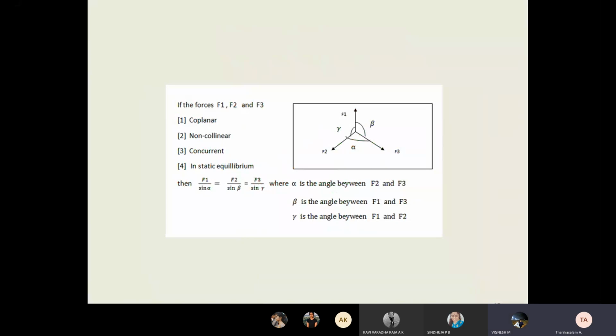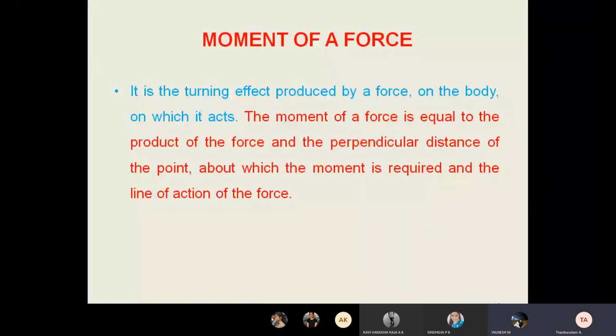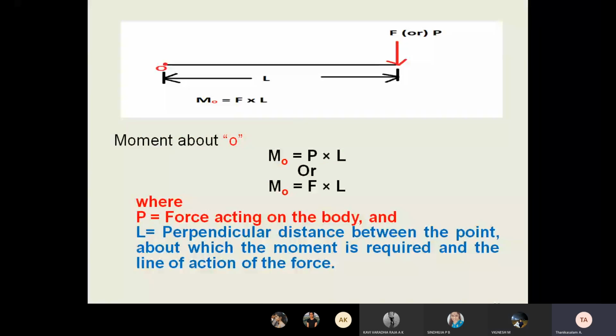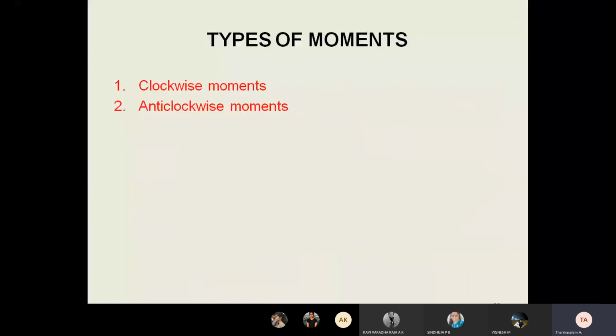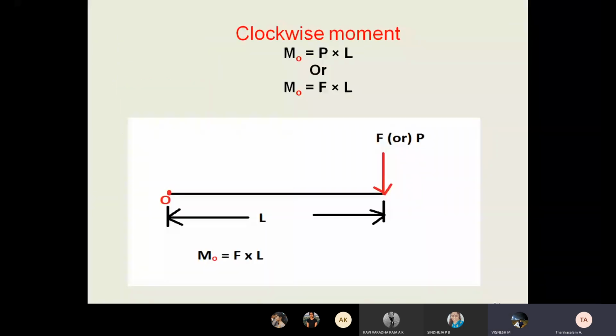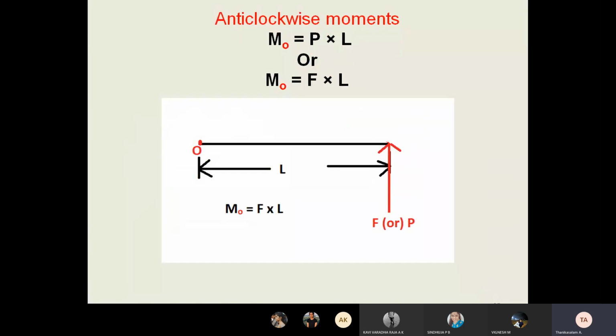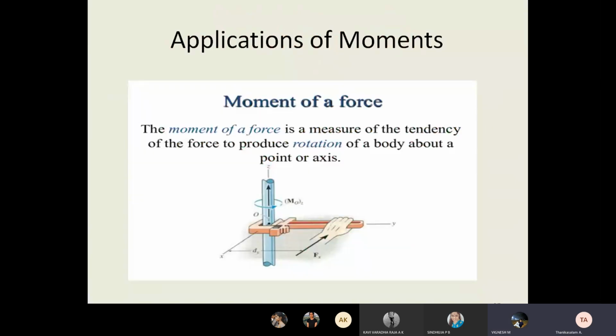Then we started the moment of a force, the turning effect produced by a force. Mathematically, it is force into perpendicular distance. Whenever you say moment, you have to say with respect to a reference point. Here O is the reference point. There are two types of moments: clockwise moment and anti-clockwise moment. Clockwise moment is positive, force into distance clockwise. Anti-clockwise moment is negative. This is an example of moment of a force.